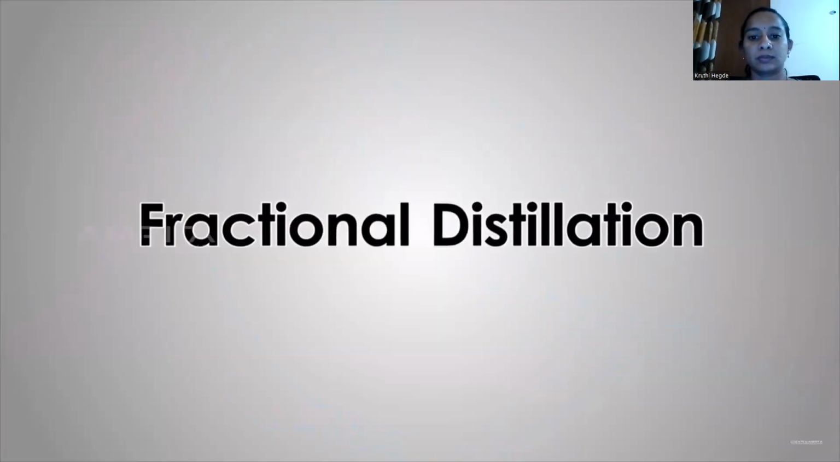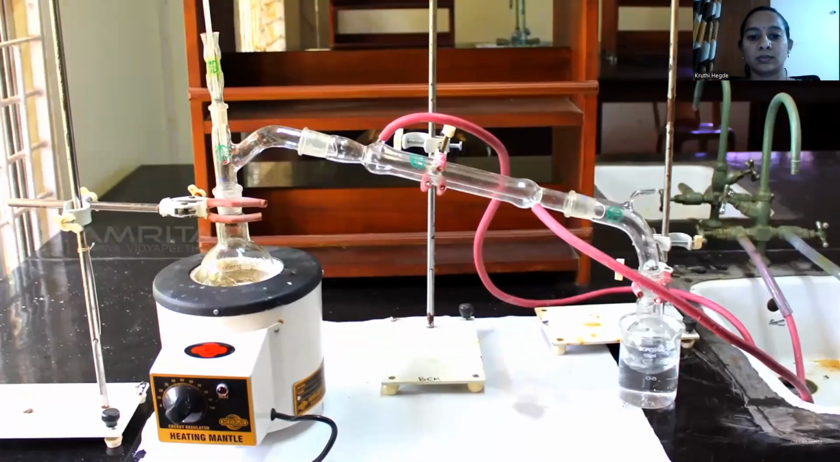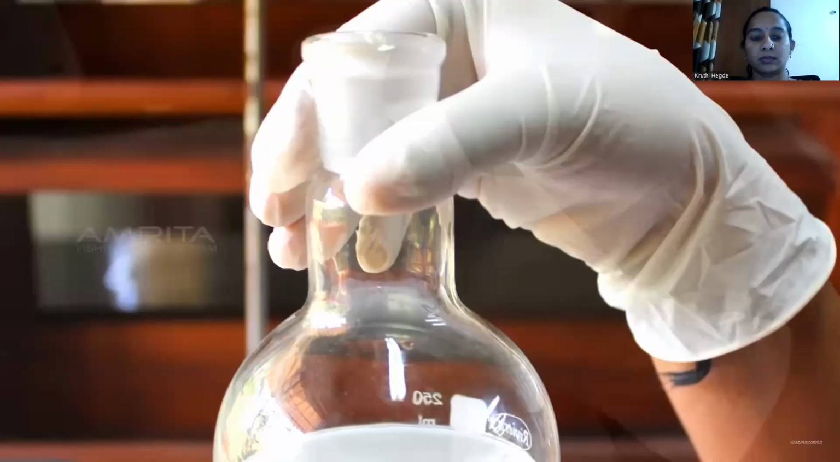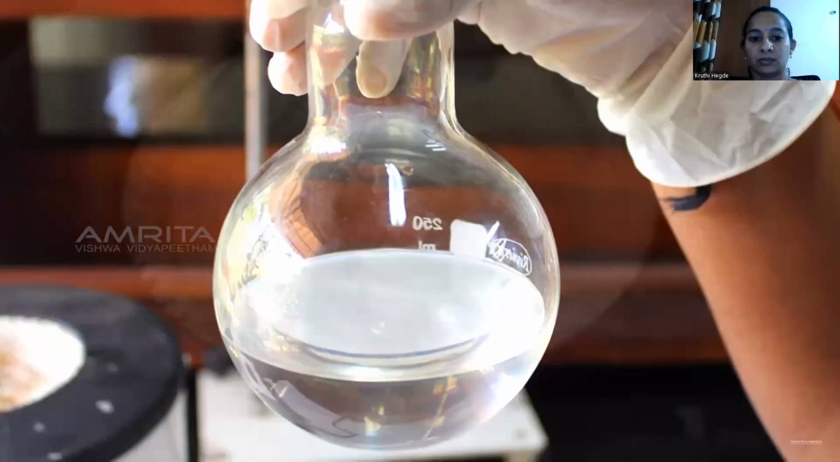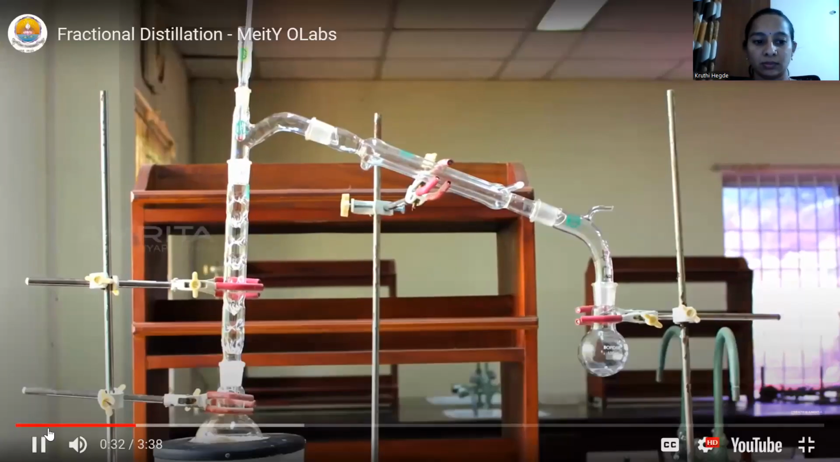Fractional distillation. Fractional distillation is used for the separation of a mixture of two or more miscible liquids for which the difference in boiling points is less than 25 Kelvin. The apparatus for fractional distillation is similar.